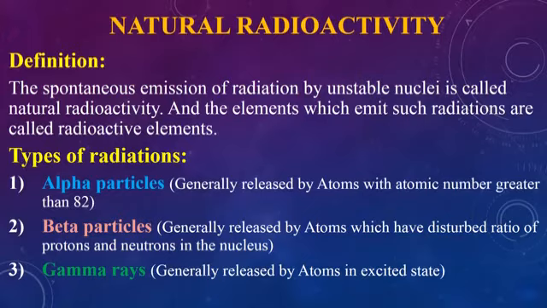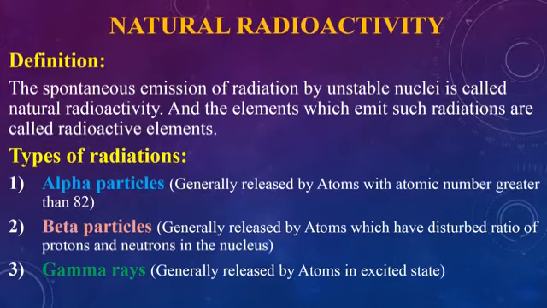And we will talk about radioisotopes, which will be the elements or the atoms which will be made to emit radiation, and those isotopes will be called radioisotopes or radioactive elements. But this is natural radioactivity, by which the elements emit radiation of their own.